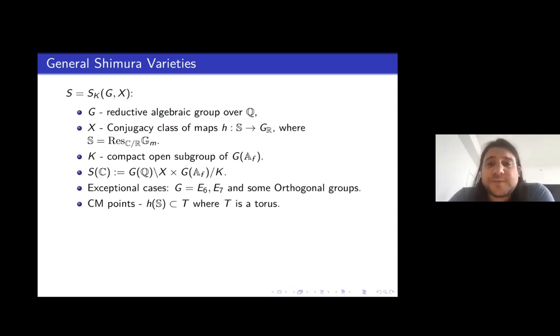Now, what are the exceptional Shimura varieties? Those that don't embed into A_g. So given this data, by the way, there's a bunch of axioms you have to satisfy that I'm not going to go into, the Shimura axioms.